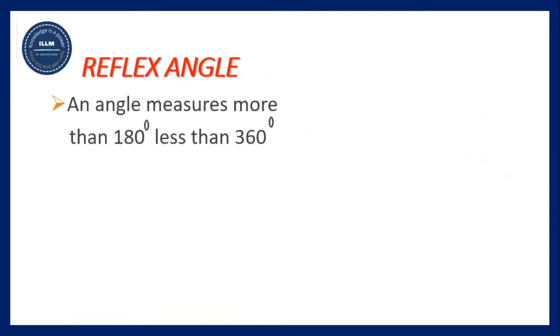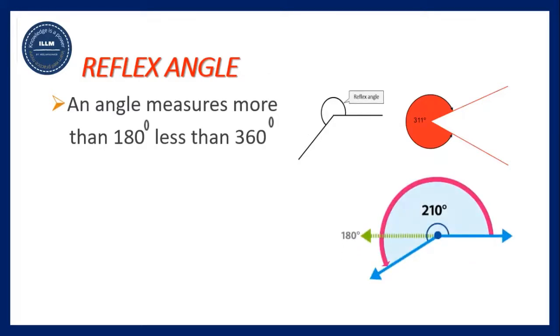Now, fifth type is reflex angle. An angle measures more than 180 degree but less than 360 degree is called a reflex angle. Here in this diagram, you can see the outer space between both arms is 311 degree, which is more than 180 degree but less than 360 degree. So this is called a reflex angle. In this diagram, you can also see an angle of 210 degrees, which is also more than 180 degree but less than 360 degree.